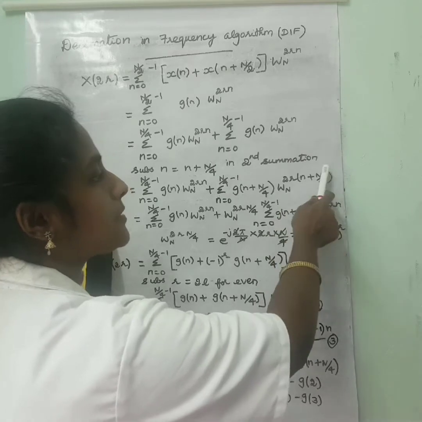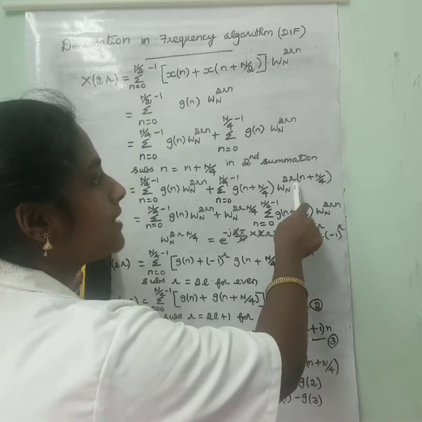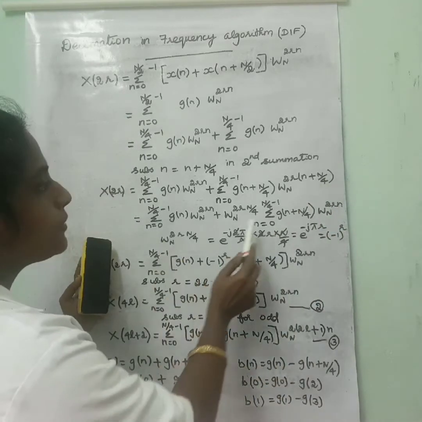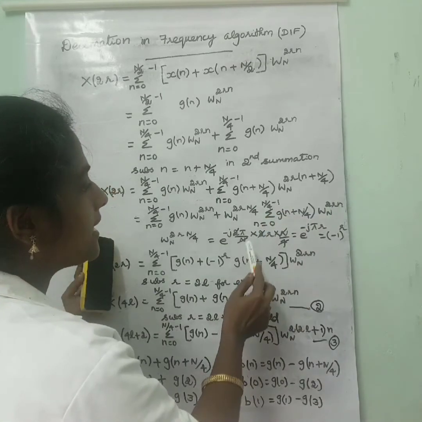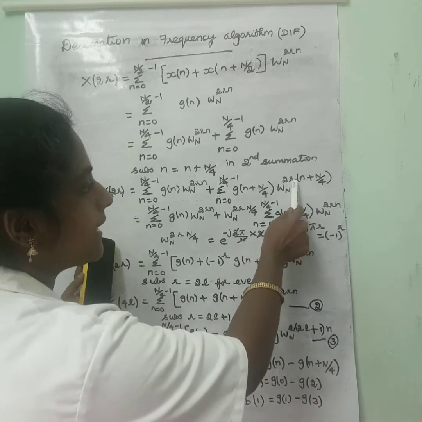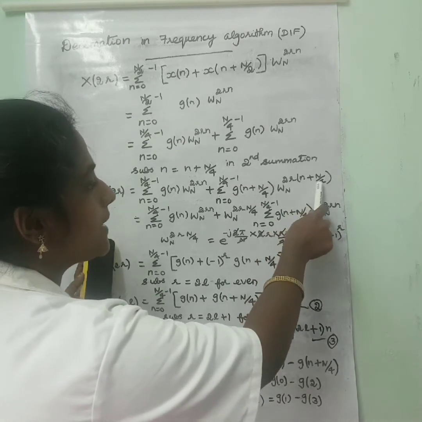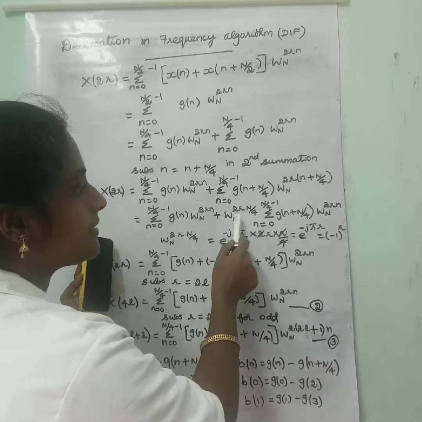Here also you substitute n plus N by 4. So you will get W_N power 2r into n plus N by 4. Next step, you multiply this W_N power 2r inside. So you will get W_N power 2rn, that is the term here, and W_N power 2r into N by 4, that is a constant term, you take it outside the summation.